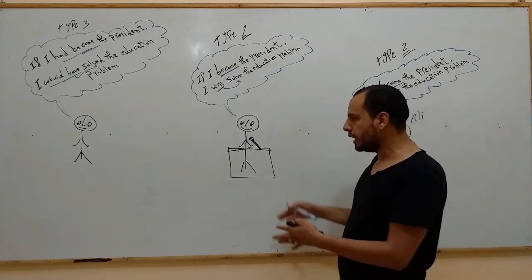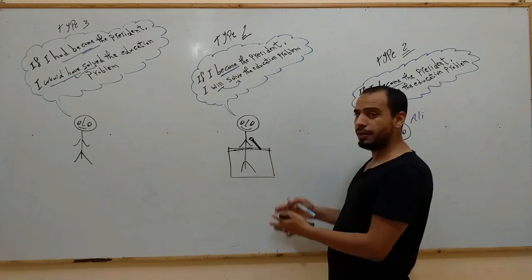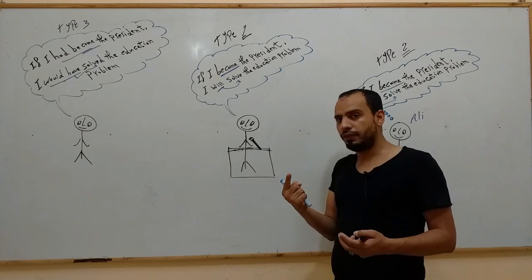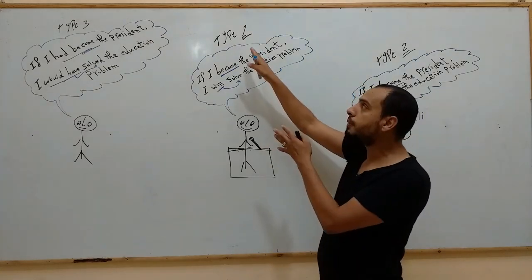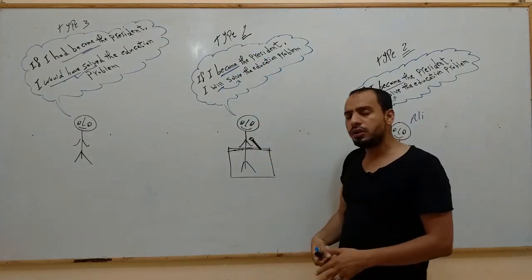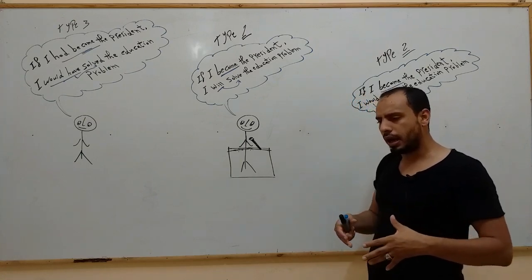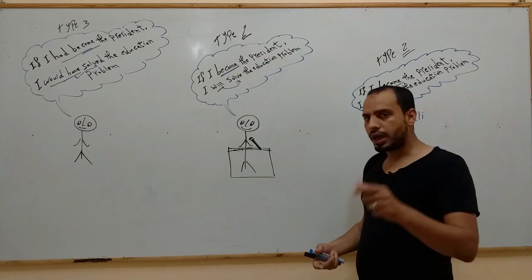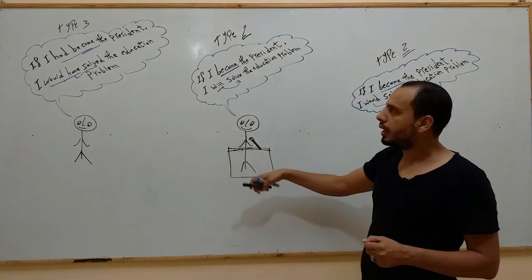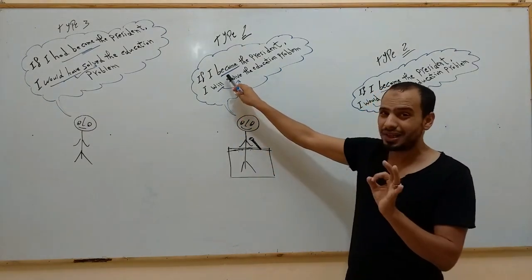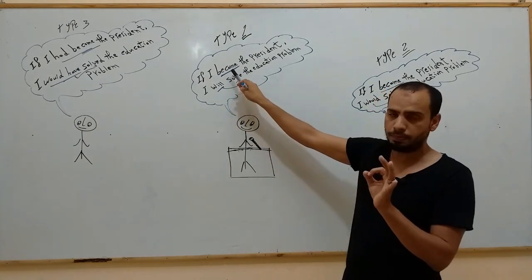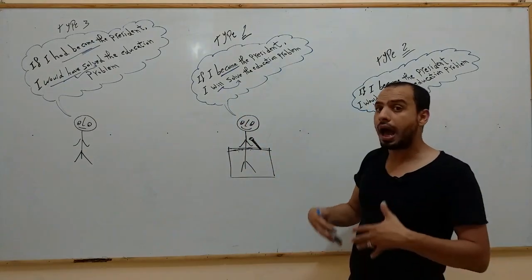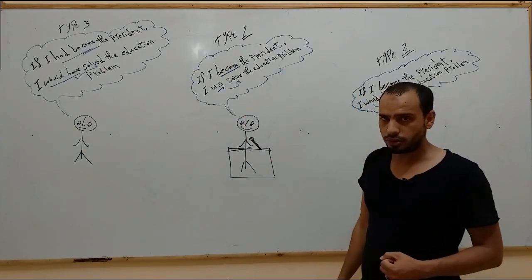Later, when Ali is a real presidential candidate and he's just one step from achieving his goal, he used if-type 1. So we use if-type 1 when we talk about possible future actions. You can also note that if-type 1 is if plus present simple, if I become the president. And the main clause is will plus infinitive. I will solve the education problem.